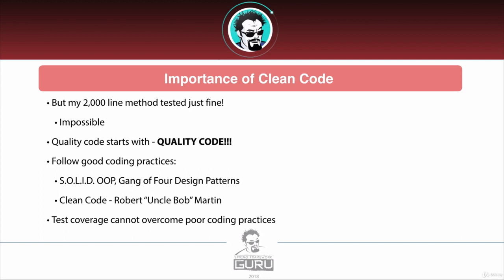Like, a method shouldn't be more than a screen full. So if you're stringing together more than a screen full of code, you're probably doing too much in that single method. So just little rules of thumb like that, very pragmatic stuff. So it's an absolutely great book. If you're a newer developer, I cannot recommend that book enough. So my final bullet point there is test coverage cannot overcome poor coding practices. So think about going back up to that 2,000 line method, allegedly tested just fine. No, you cannot write a unit test that's going to cover everything there.